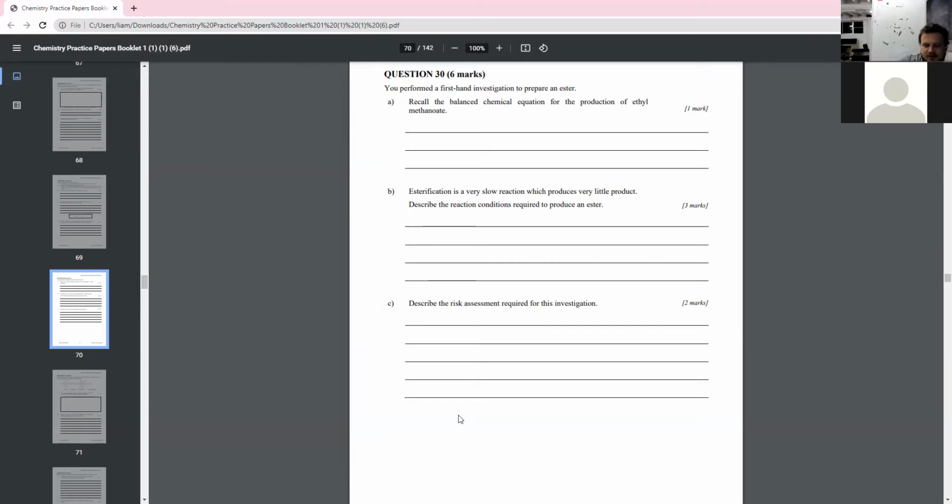Can you guys see the esterification question? Not done, man. Sweet.